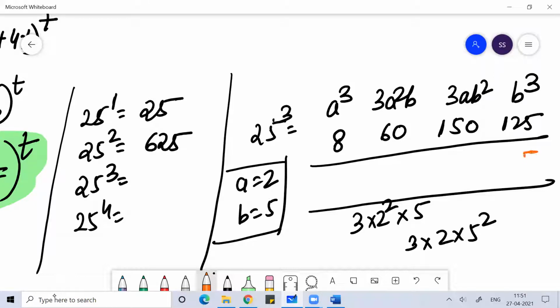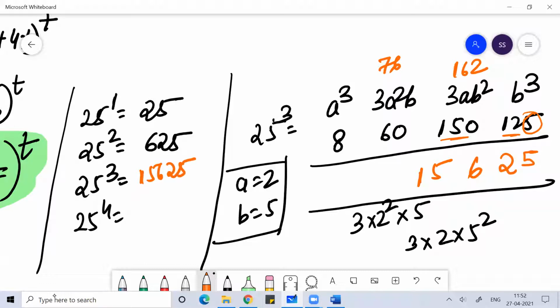Write only the unit digit of 125, that is 5. Take 12 carry. 150 plus 12, you'll get 162. Write only the unit digit of 162, write 2. 16 carry. So 16 plus 60, 76. Write only 6, take 7 carry. So you'll get 15625. Don't use a calculator in the exam. 15625, that is 25 cube.